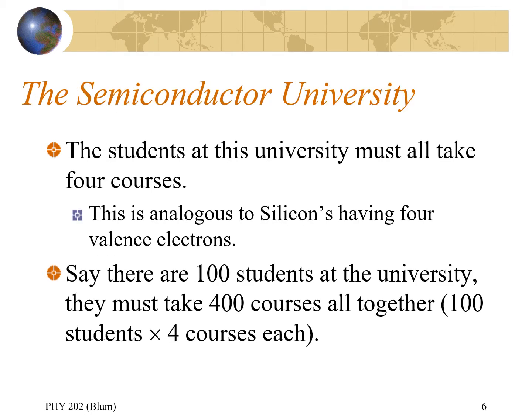So at what I'm calling the Semiconductor University, the students take 4 courses. This is analogous to silicon having 4 valence electrons. So say we have 100 students at the university, and they must take then 400 courses, each of 100 students taking 4 courses.